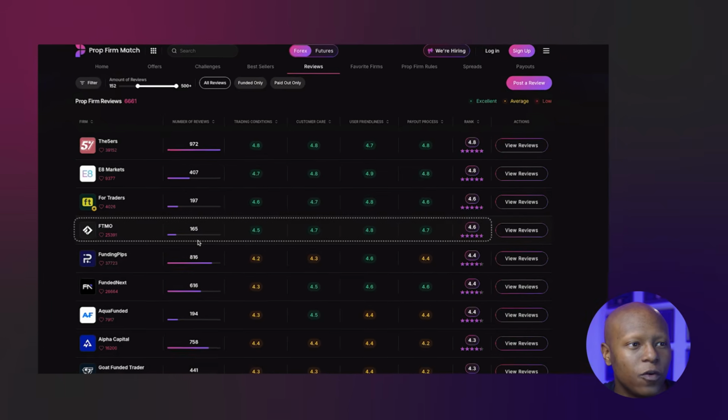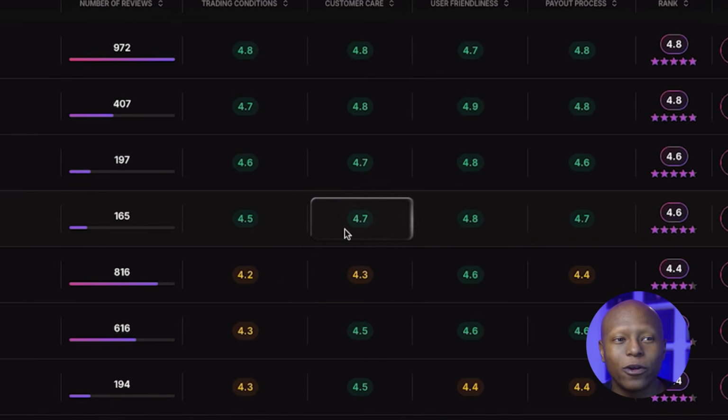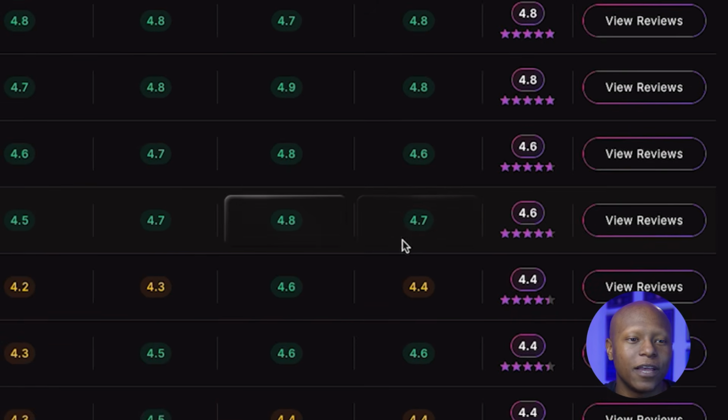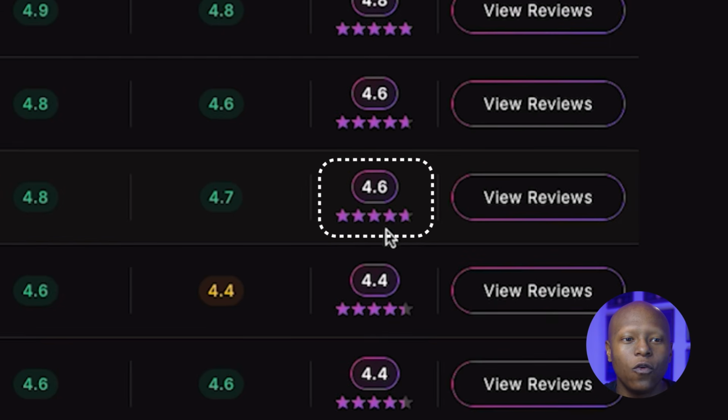FTMO has earned a strong reputation with their high Prop Firm Match score, which reflects the positive experiences that their traders have had. Now, if we come over here, you can see that for their trading conditions, they got rated a 4.5, for their customer care a 4.7, a 4.8 for user friendliness, and a 4.7 for their payout process. And you can see here that gives them an overall rating of 4.6. And if we click reviews, we can dive into the reviews that real traders are saying about FTMO.